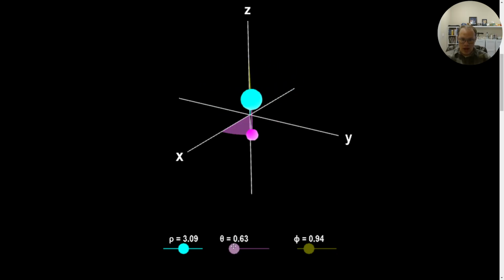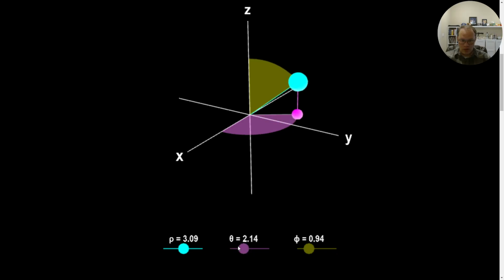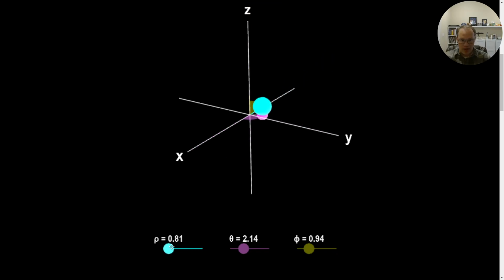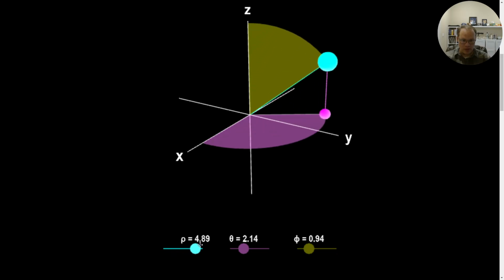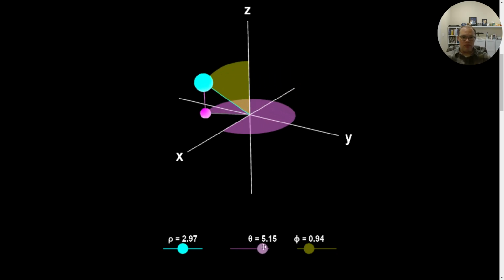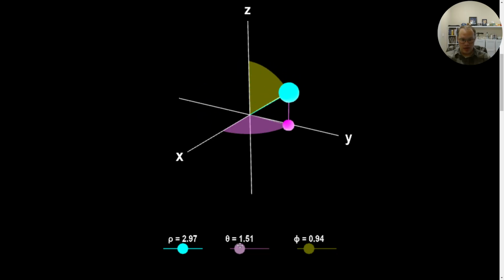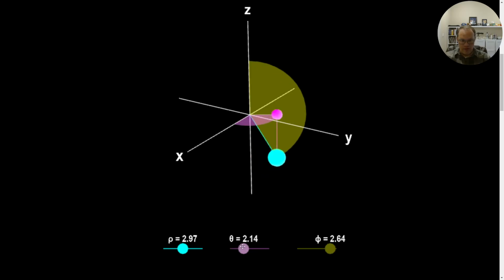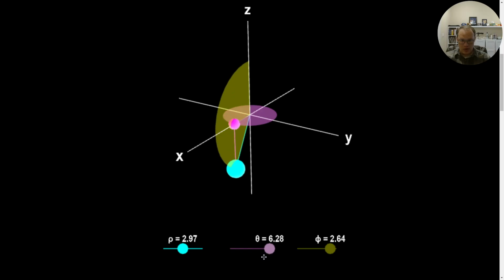Okay, and then rho, that's the radius, that's how far out we go once we have our direction from our angles. Larger rho, we go out further, smaller rho, we go in. So you can see how by manipulating theta and phi, we can hit every point on a sphere for a fixed radius, rho.